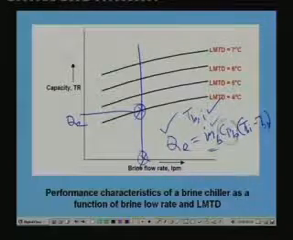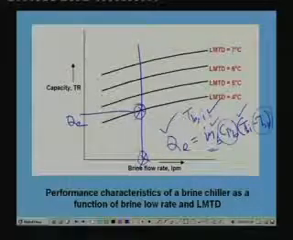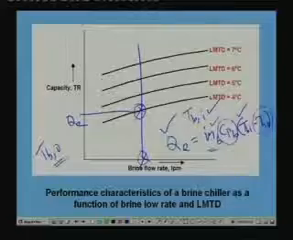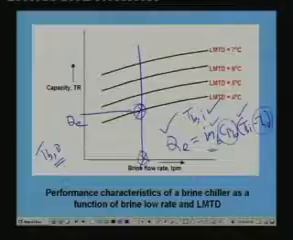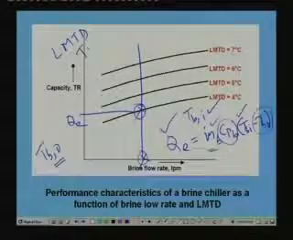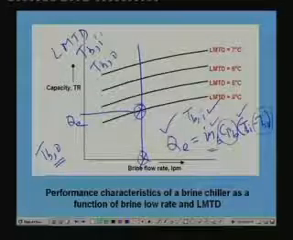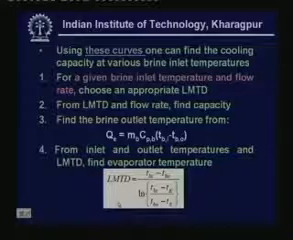CPB can be obtained from the property data. TBI is fixed, so you can find out TBO. Okay. So first you can find out what is the outlet temperature of the brine. Once you know the inlet and outlet temperatures, and you also know the LMTD, so from LMTD, brine inlet temperature and brine outlet temperature, we can find out what is the evaporator temperature. Okay, that is what is done here.